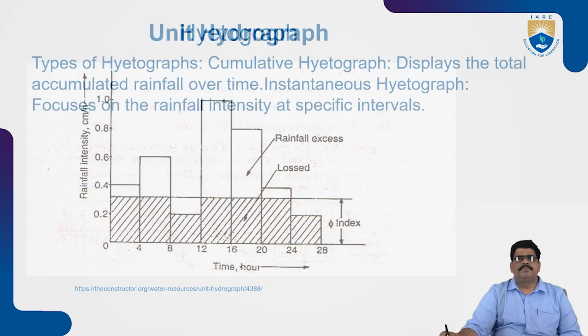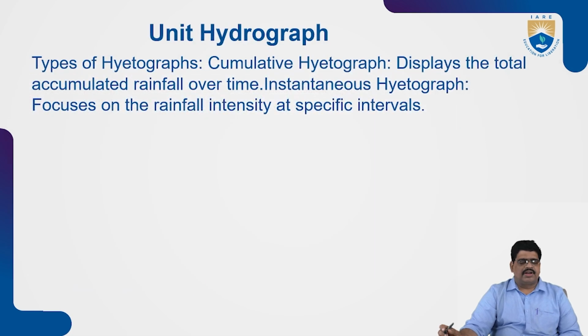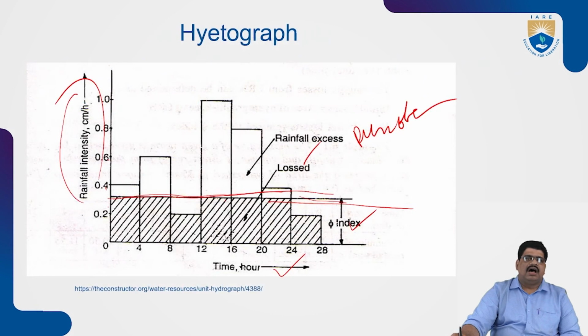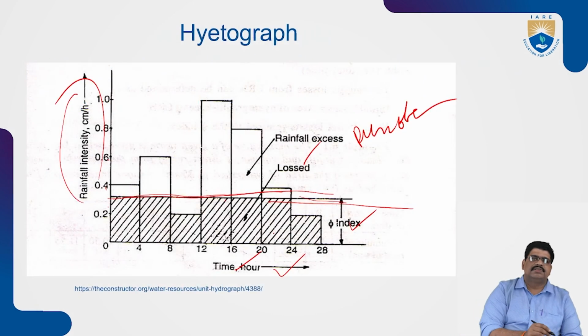Next, the types of hyetographs. The cumulative hyetograph displays the total accumulation of rainfall over time, while the other type focuses on the rainfall intensity at specific intervals. What are the intervals? Let us take hourly spacing, with time in hours.